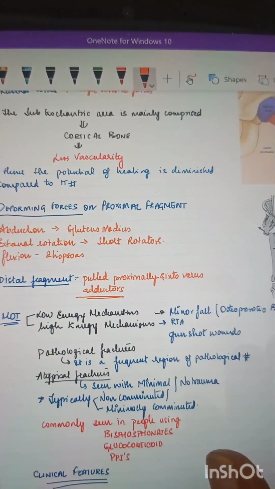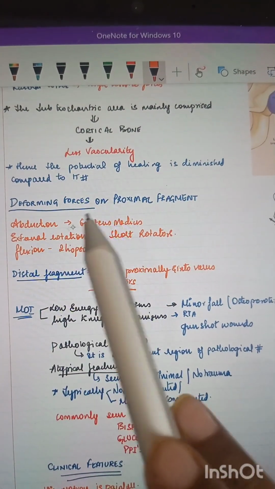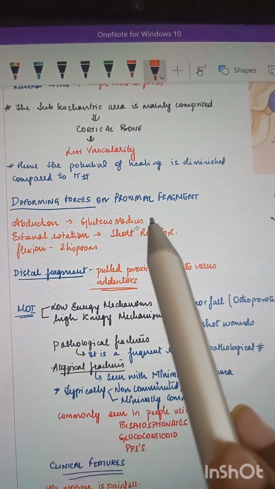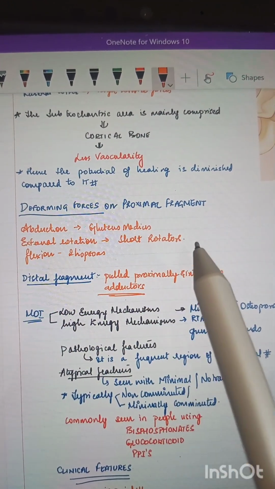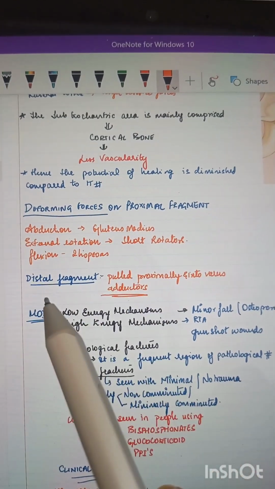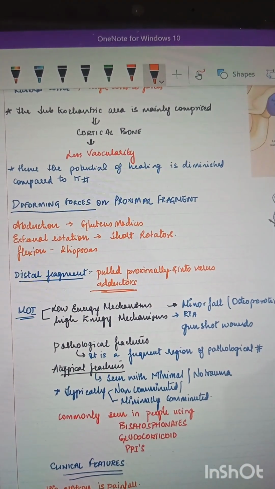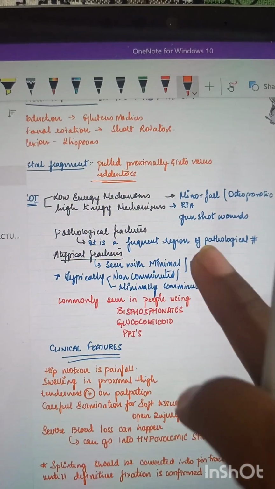So as we have already learned about the deforming forces, on the proximal fragment, abduction is by gluteus medius, external rotation is by short rotators, flexion is by iliopsoas. Distal fragment is pulled proximally into varus by adductors. Next comes the mechanism of injury.